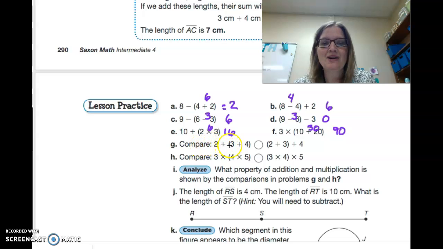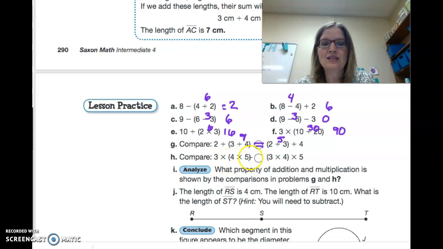We need to compare. I can see already, before I even mess with this, that this is following the associative property of addition, and I know that these are going to be equal. But to be safe, I'll just try it. 7 plus 2 is 9, and 2 plus 3 is 5, plus 4 is 9. So this is 9 equals 9.